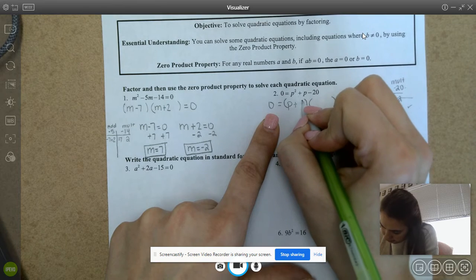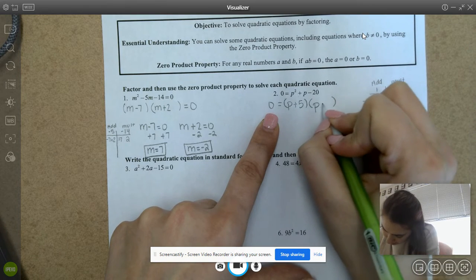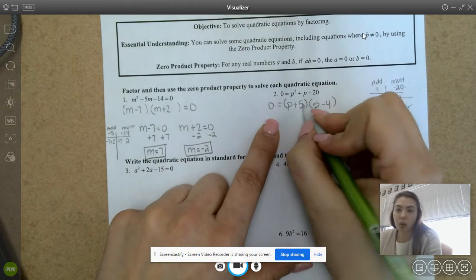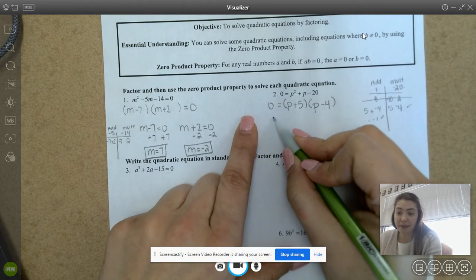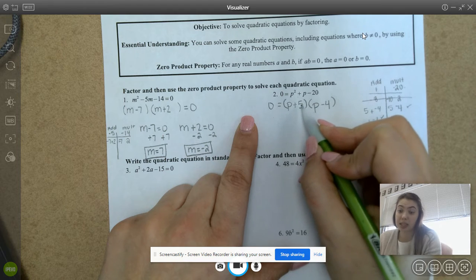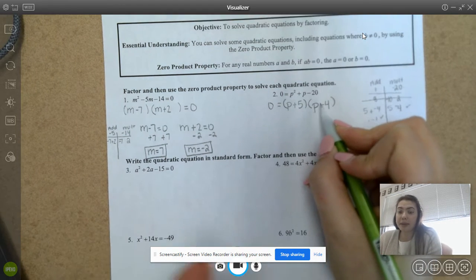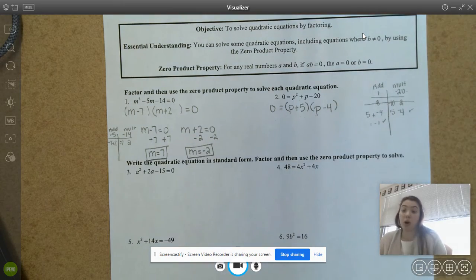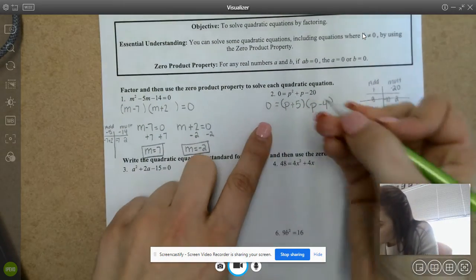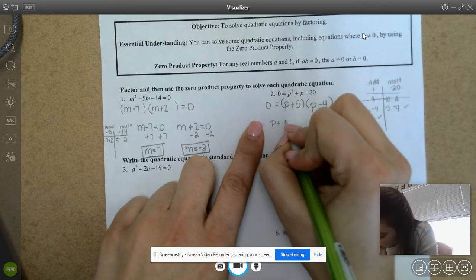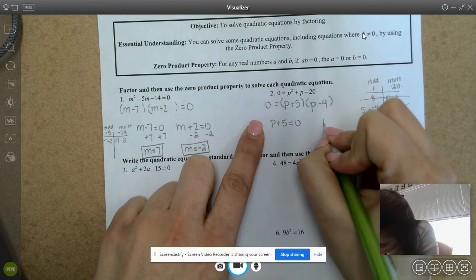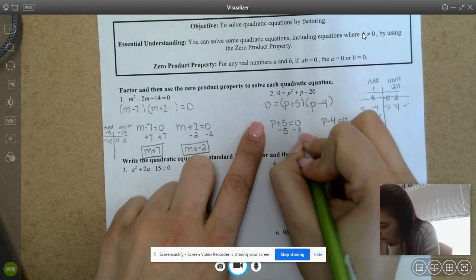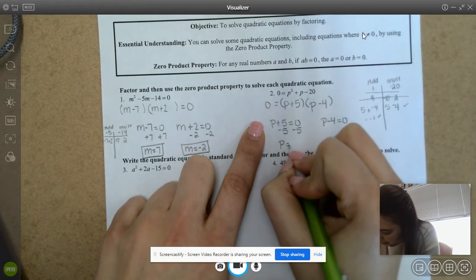P plus 5, P minus 4. Well, we know that if we're multiplying both of these and we get a value of 0, then either P plus 5 has to be 0 or P minus 4 has to be 0. Now, they both could be 0 or just one of them could be 0, right? So we're going to set both of these equal to 0, and then we're going to solve. We can subtract 5 from both sides, and we get that p is equal to negative 5.